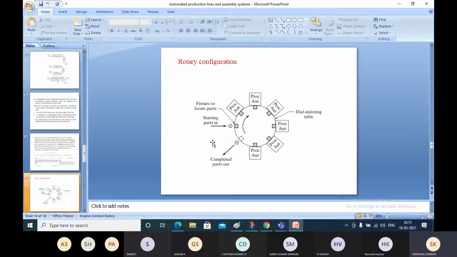taken out. From the left end, the raw material or semi-finished product will be entering, and from the right end, the finished part will be taken out. So this is totally automated.